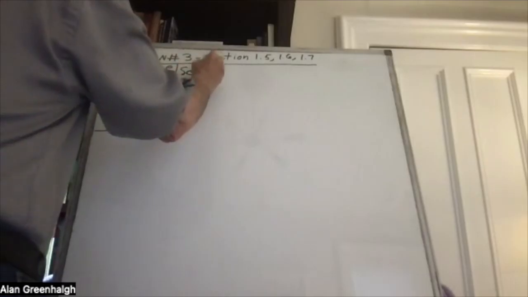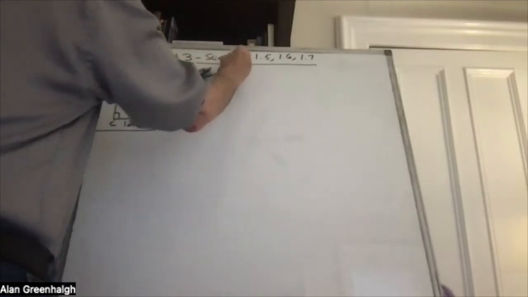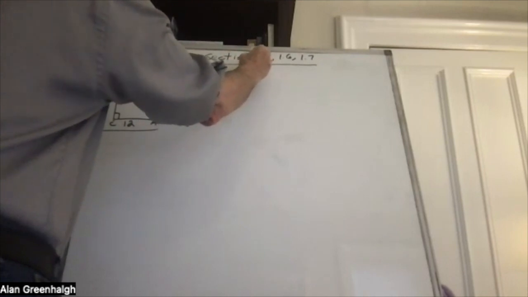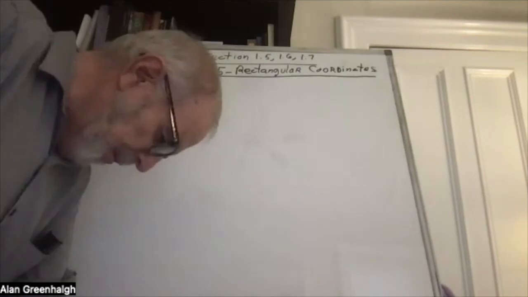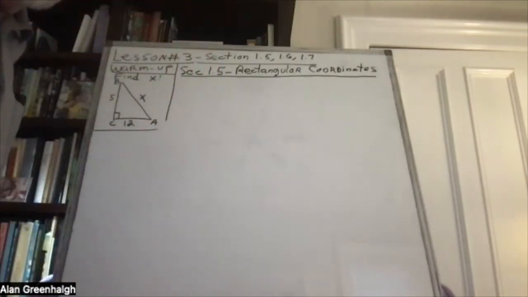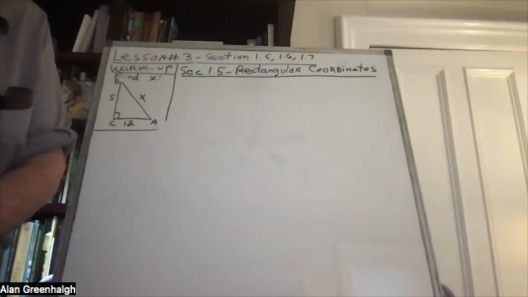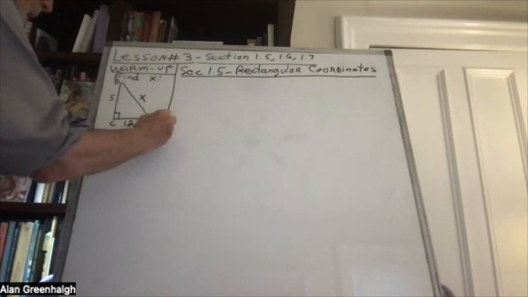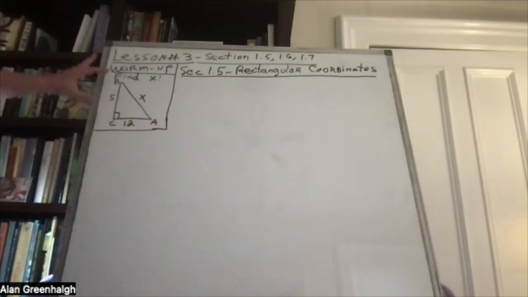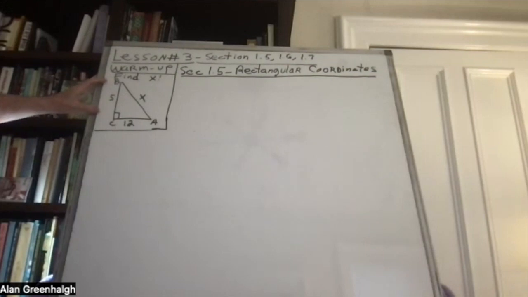Section 1.5. The title of the section is Rectangular Coordinates. But before we take a look at rectangular coordinates, we are going to solve my little warm-up problem that I just gave you. I gave you this at the very beginning of the class.